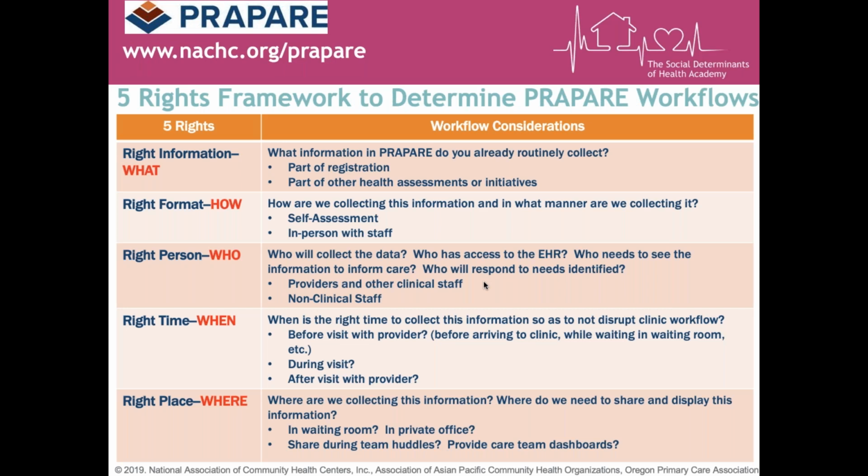So if we're thinking about strategizing social determinants of health data collection, it's really helpful to use what we call a 5 rights framework. Many of you may be familiar with this already, but a 5 rights framework really helps walk you through those key questions of who, how, when, where, and what, to think about how you might strategize implementation into your own workflow. So when thinking about collecting standardized data on social determinants of health, it's helpful to think about what. So the right information.